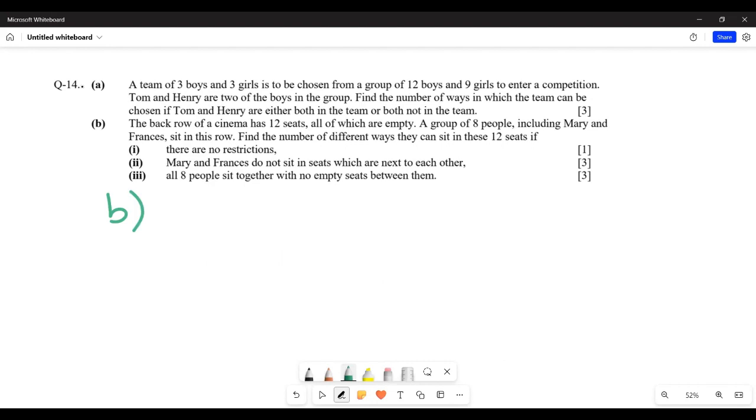The back row of a cinema has 12 seats. All of these are empty. A group of 8 people, including Mary and Frances, sit in this row. Find the number of different ways they can sit in these 12 seats. Okay, there are 12 seats.